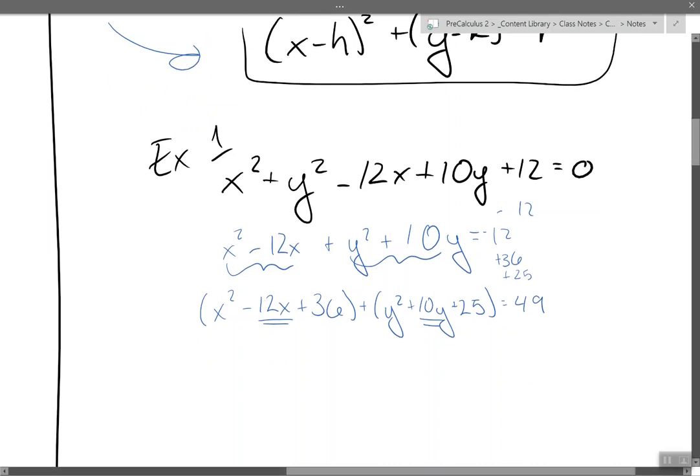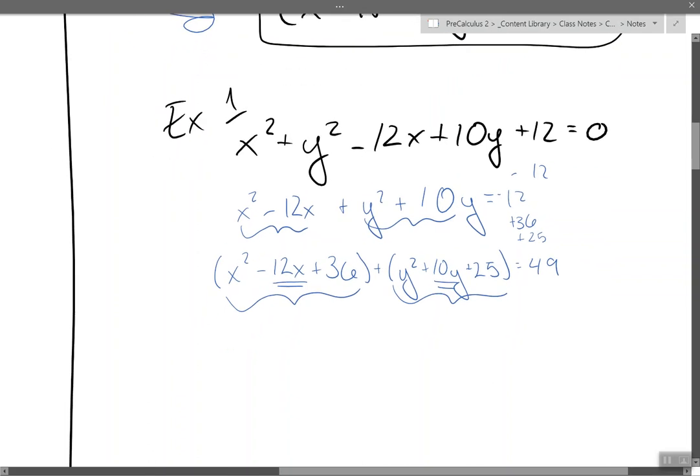So now we need to factor these x and y's to be a perfect trinomial. So we have the x. We always use the first sign right there, so that's a minus. And then whatever our b over 2 was, which was 6. So x minus 6 quantity squared plus y, that is a plus sign, so plus, and then 10 over 2 was 5, quantity squared equals 49.